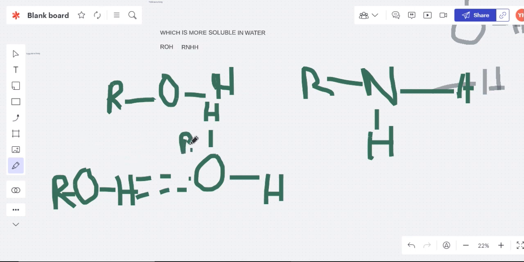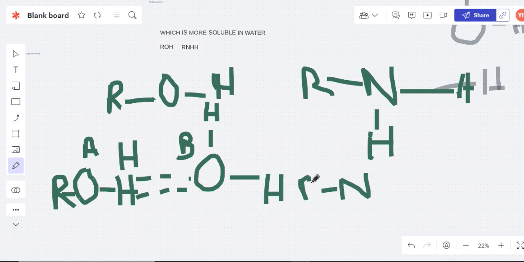What criteria we have to follow to count which one is stronger is that A should be highly electronegative, H should be hydrogen, and B should be electronegative but less than this. So it should be electronegative in nature. So let's see with the other one, which is N.